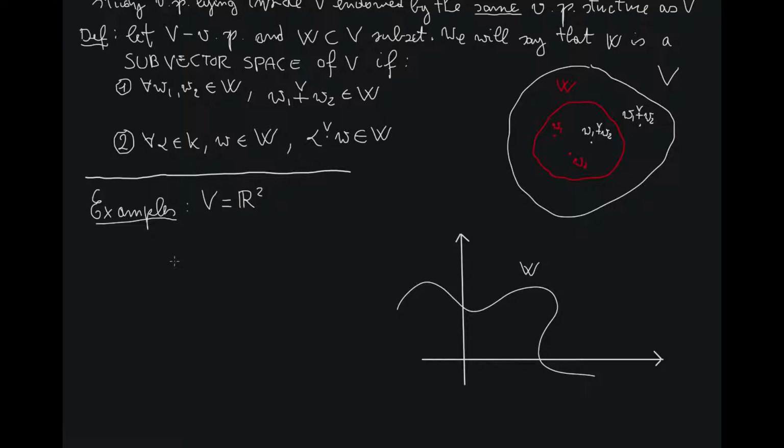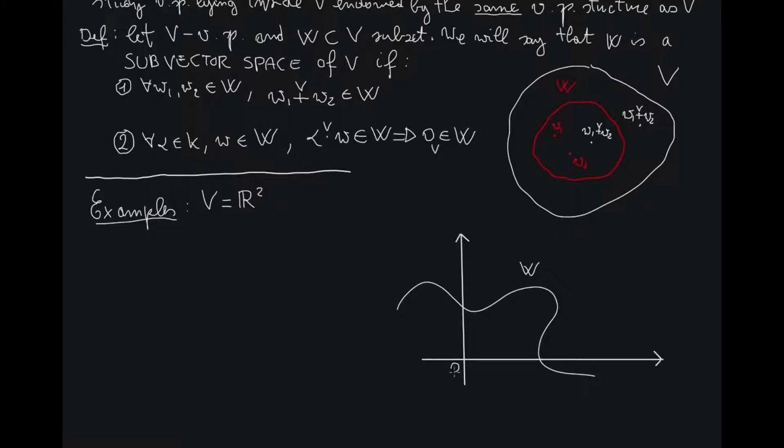Now notice that property number 2 implies that in order for W to be a subvector space, the identity element of V has to belong to W. Okay. This is because if we take alpha to be 0, which is a perfectly legitimate scalar, 0 times w will always give the identity element inside V. Okay, since this has to belong to W, then the identity element of V will be in W, and this is a necessary condition for W to be a subvector space of V.